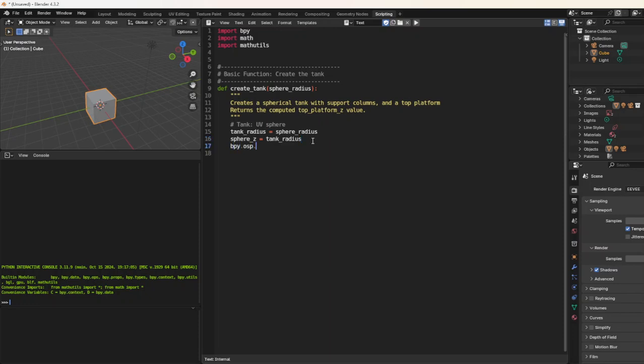bpy.ops.mesh.primitive_uv_sphere_add, radius. The radius is just the tank radius. Location is the 0 in the sphere. Segments, and there are segments and rings, and I'll get into what they are.